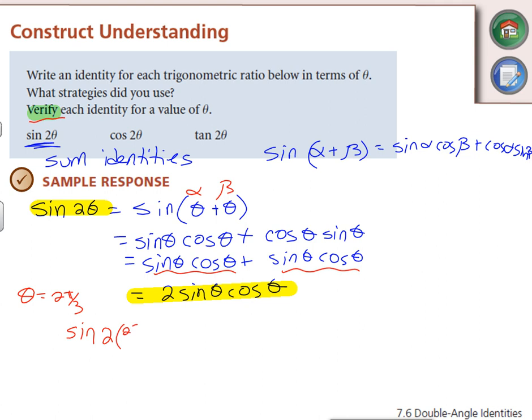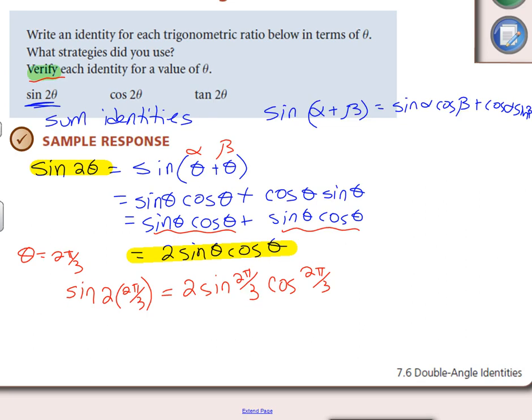Sine of 2 times 2 pi over 3. Let's see if that's going to equal 2 times sine of 2 pi over 3 cos of 2 pi over 3. Let's check her out. Left side, that's going to give us the sine of 4 pi over 3 equals 2 sine 2 pi over 3 cos 2 pi over 3.